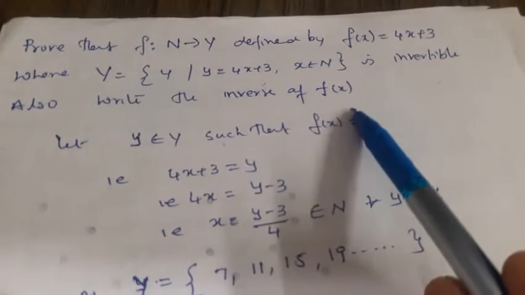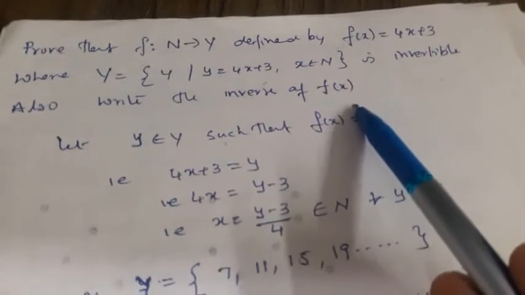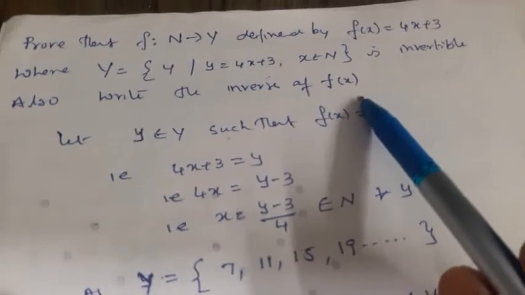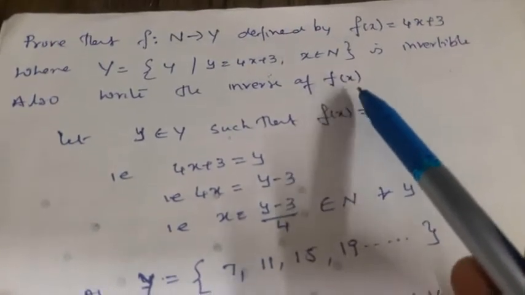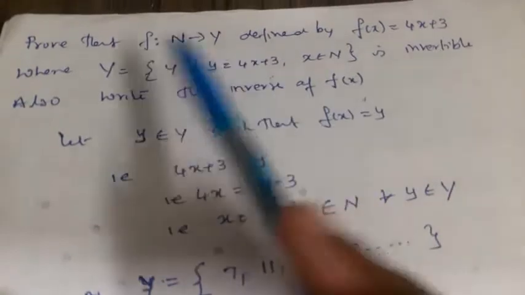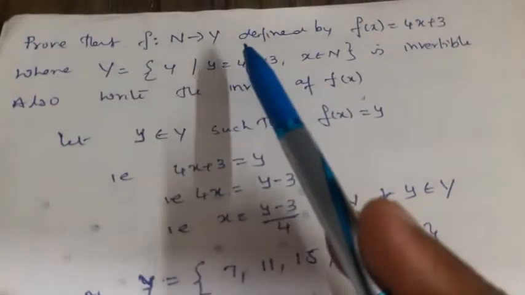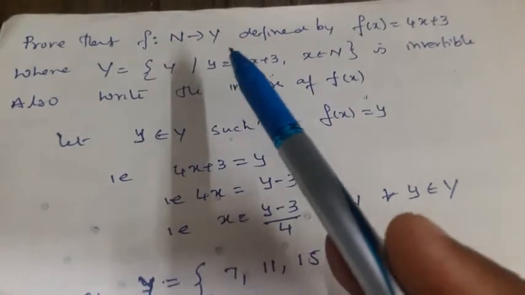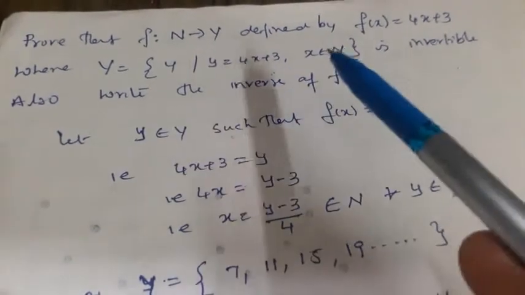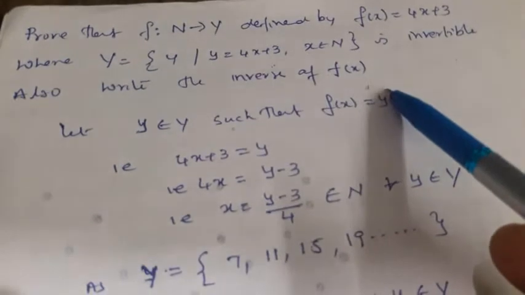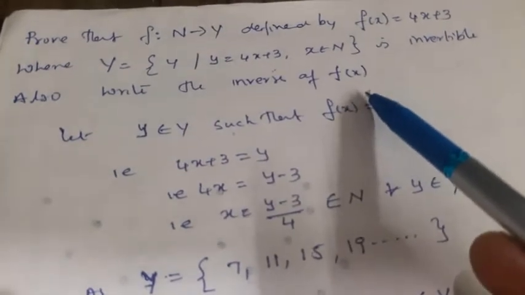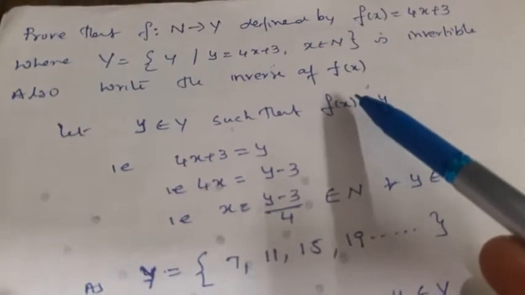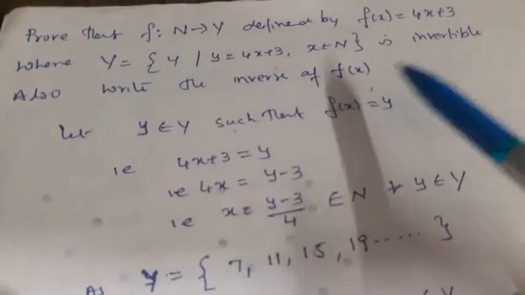For this type of function, when we want to prove it is invertible, the method is you have to find a function g from Y to N such that f composite g is equal to g composite f is equal to the identity function. If it is possible to find such a g, then g is called the inverse of f.